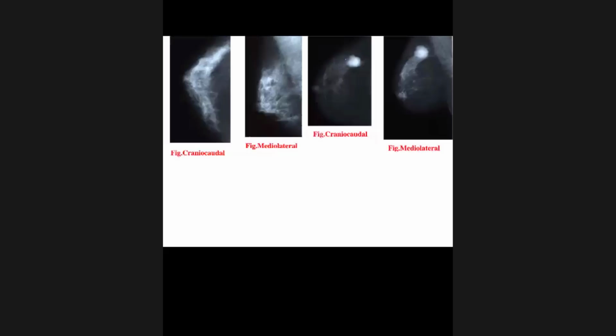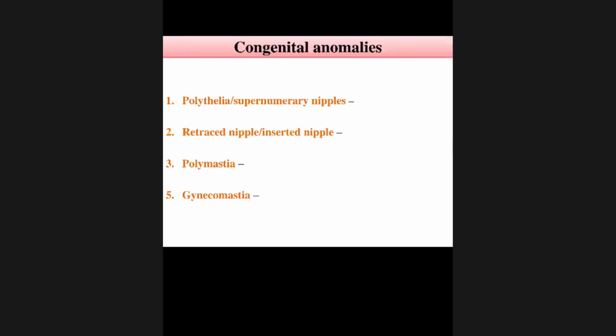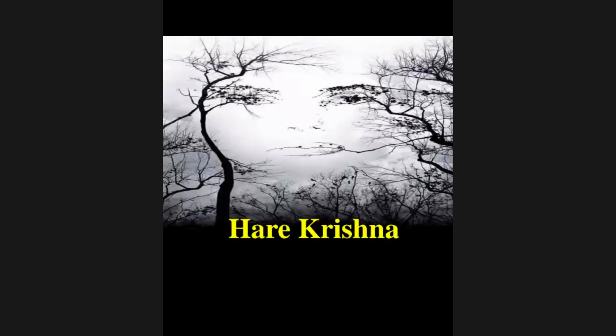So stop here. You can see different radiographs: craniocaudal, mediolateral, craniocaudal, and mediolateral. So your radiograph हो soft tissue radiography of the mammary gland. त्यसपछि congenitalहरू पनि छ यसको.